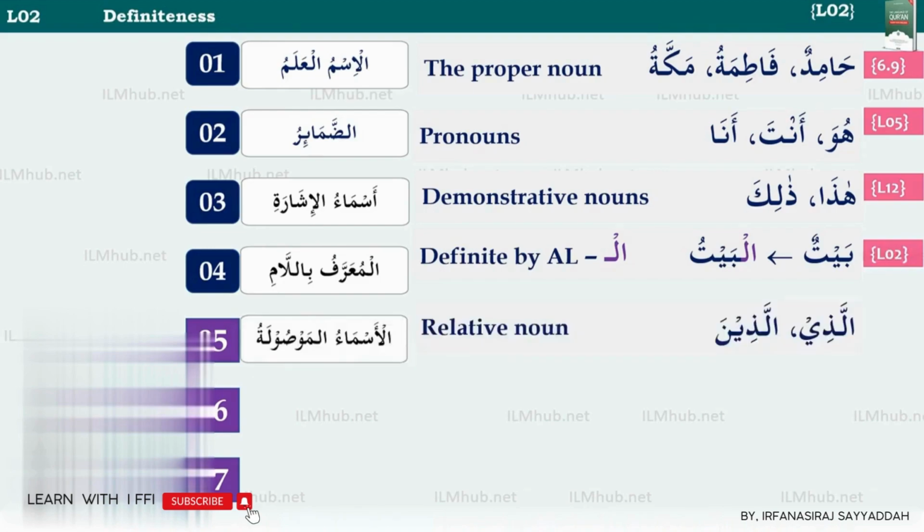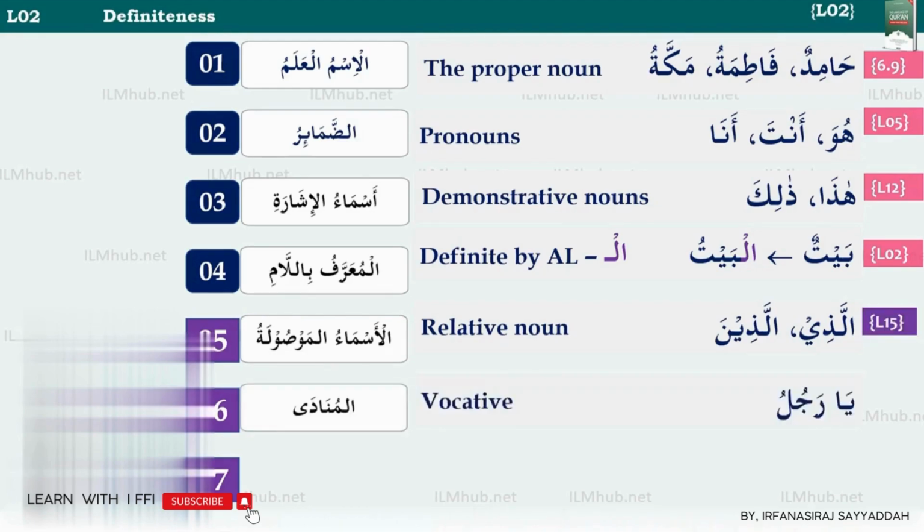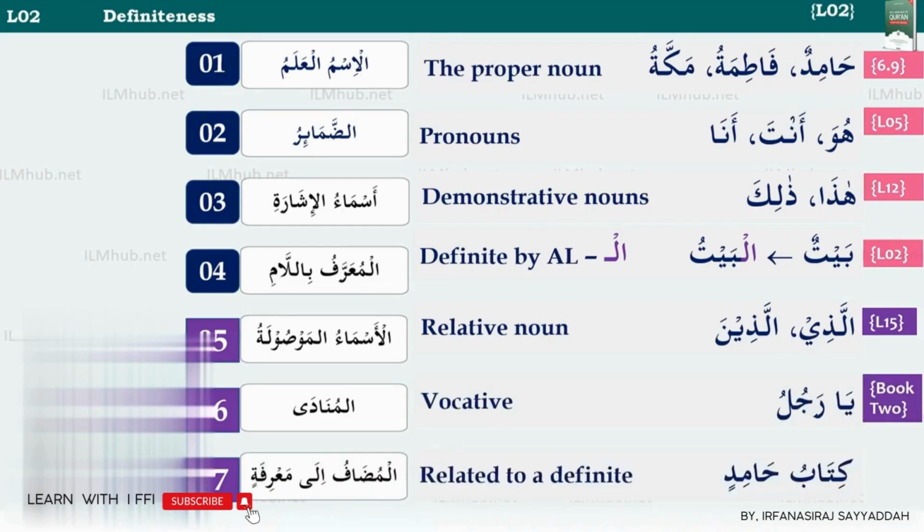Number 5, we have relative nouns. We're going to call them nouns, even though in English they're called relative pronouns. Al-asma'ul mawsula, the relative nouns. And we have al-munada, vocative, when you address or call someone. And the 7th one we have, which is something indefinite related to a definite noun. So this is what we're going to be studying. Inshallah, all 7 of them going to be covered in this course. Inshallah, we'll have a full overview of it as we progress through.